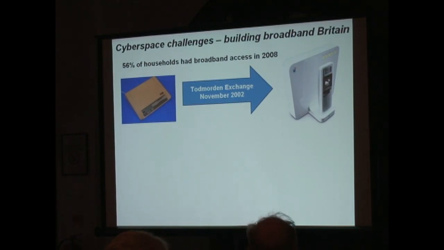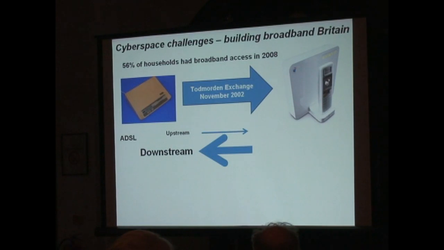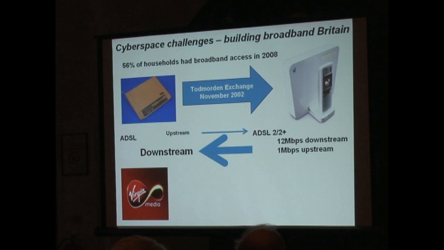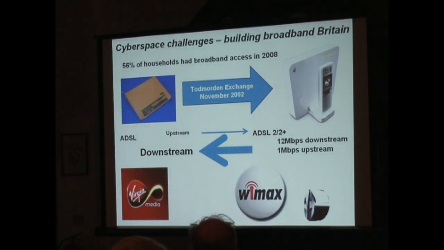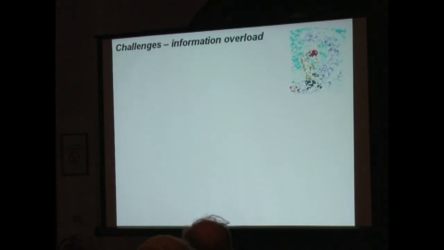The Throgmorton Exchange started in 2002 to deliver a real broadband. We've got developments like ADSL, where we've got upstream lower capacity than downstream, supposedly 1 meg up to 12 megs down, but that of course depends on how far from the exchange you are and how many other people are trying to use it at the same time. We've got Virgin Media and companies like iWiMAX all trying to sell us all this access.